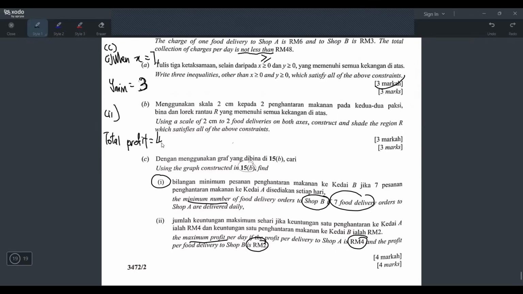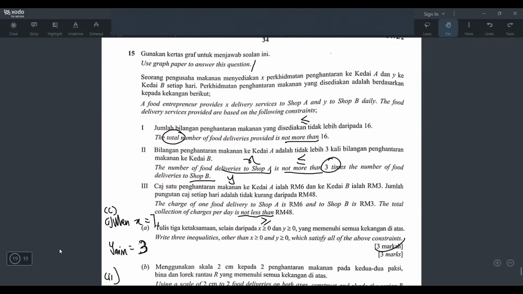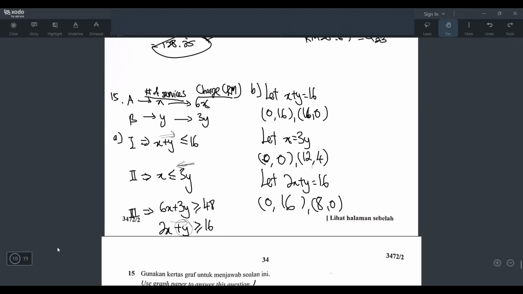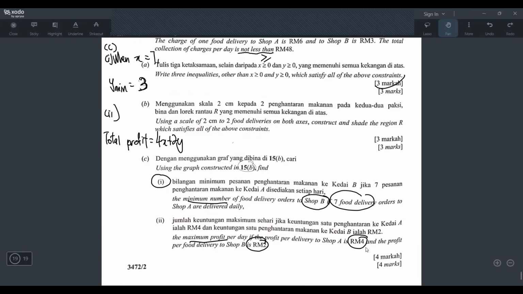So it's 4x plus 2y. Because for shop A, one delivery is 4 ringgit and there's x deliveries, right? For shop A, it will be 4x plus 2y. And what you have to do now is write the 4x plus 2y and then choose the LCM.